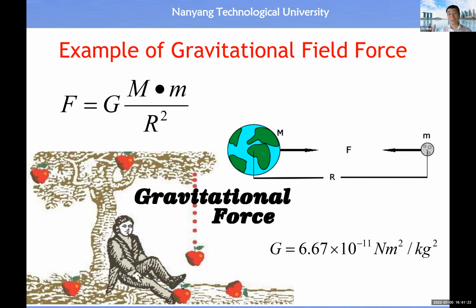The most popular field force to us should be the gravitational field force, because we experience the existence of such a field force every second, right? The principle is very simple. As long as you have a pair of two masses, there is a gravitational force between these two masses. This force is proportional to the masses of these two entities and inversely proportional to the distance squared between them, right? And G is just a coefficient.